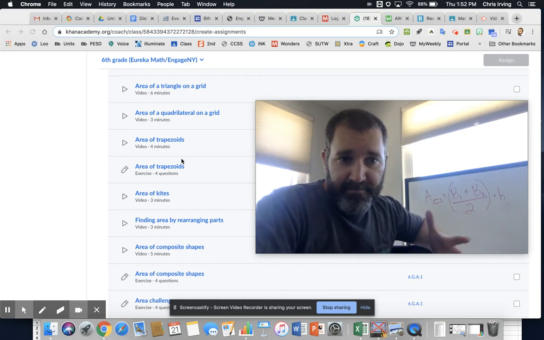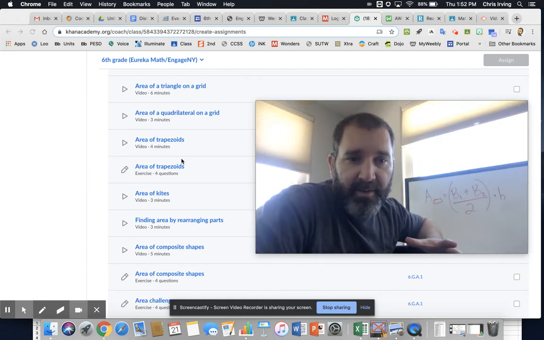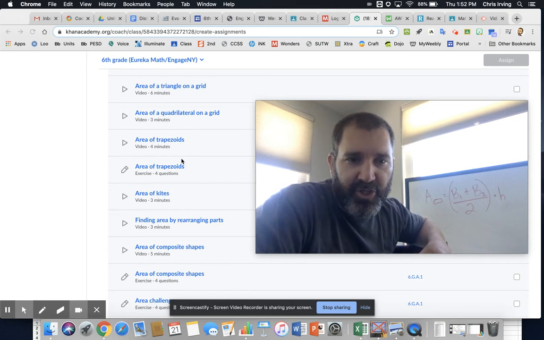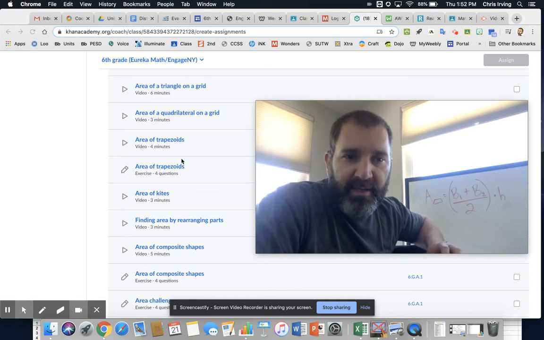So in the video, it's complicated, okay? But basically he's showing you his thinking, the way he is visualizing the area of a trapezoid. Now, a trapezoid is a different kind of shape.